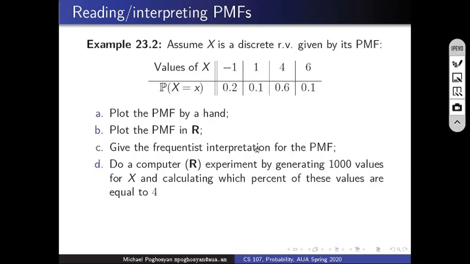This is the idea of the law of large numbers we will cover later. But now I want to describe how you can understand or interpret random variables of this form. So now I will use R to generate 1000 or maybe more possible values for X, and then calculate how many of them are 4 and the percentage of 4s in those 1000 values.